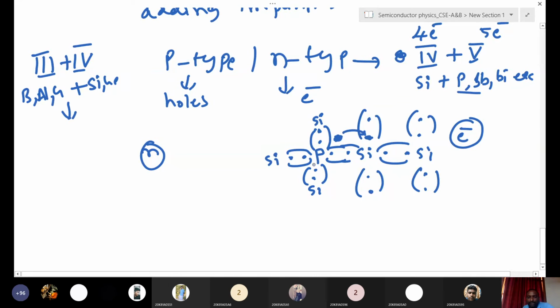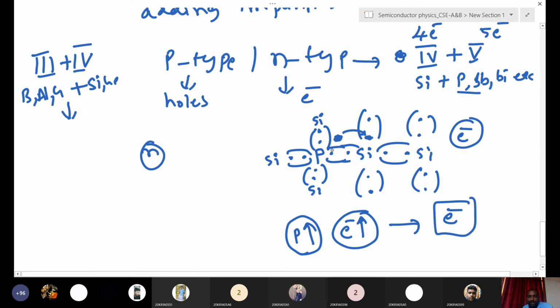That's why, if you add more phosphorus atoms, more electrons will increase. If you add more fifth group elements to silicon, the number of electrons will increase in this process. That's why here the majority carriers are electrons.